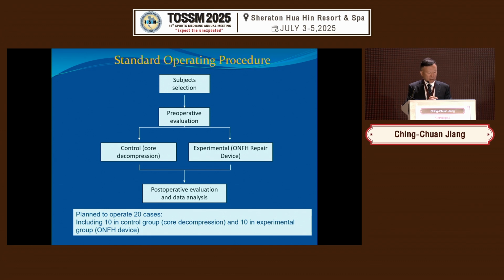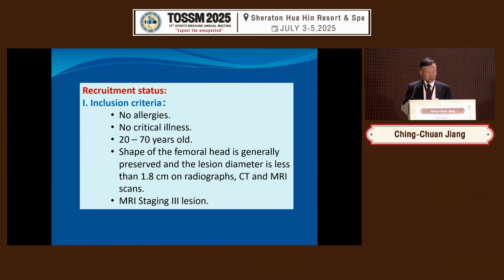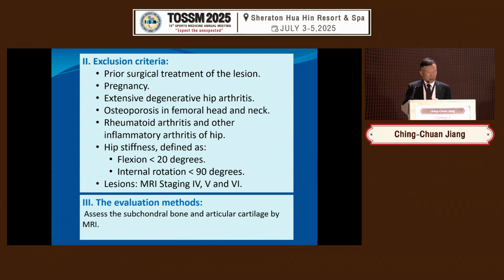So the clinical trial follows this protocol. We selected 20 patients, 10 for the experiment group and 10 for the control group. The control group is core decompression. The inclusion criteria are as follows. It must be MRI stage less than stage 3. People who have had previous other operations are excluded, and pregnant women are excluded. And this following condition is also excluded.